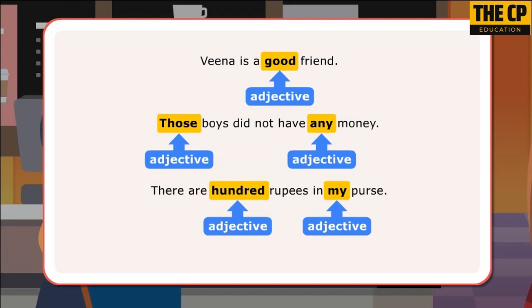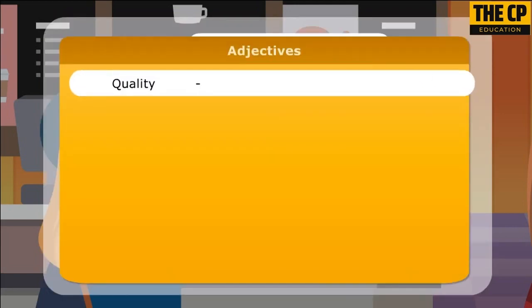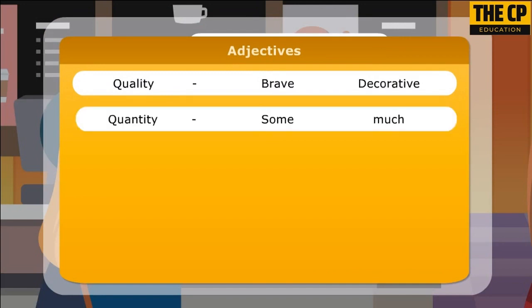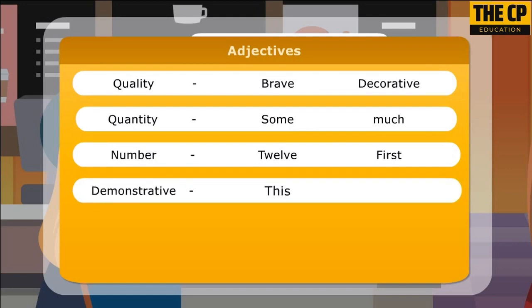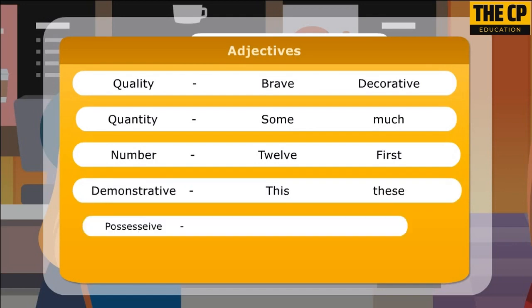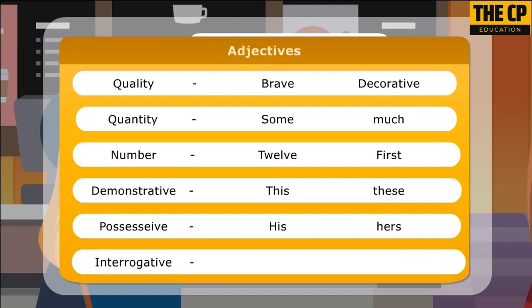Here is a list of some adjectives. Quality: brave, decorative. Quantity: some, much. Number: 12, first. Demonstrative: this, these. Possessive: his, hers. Interrogative: whose, which.